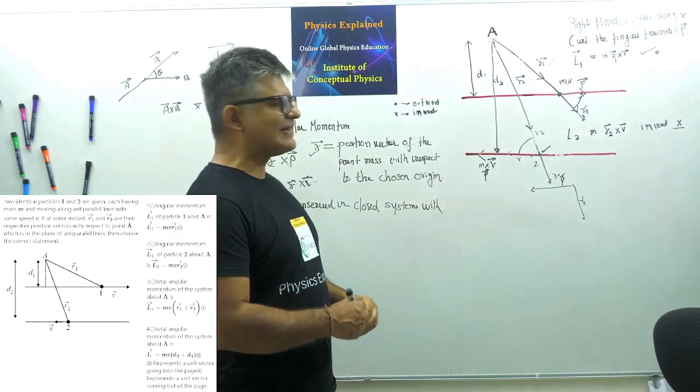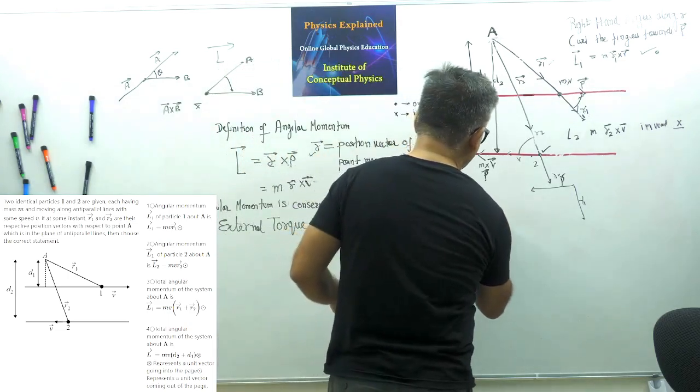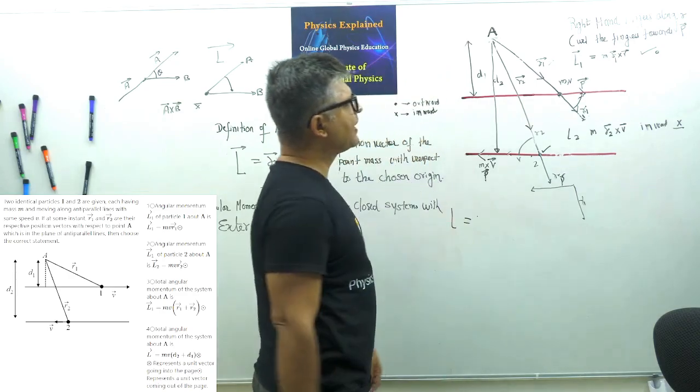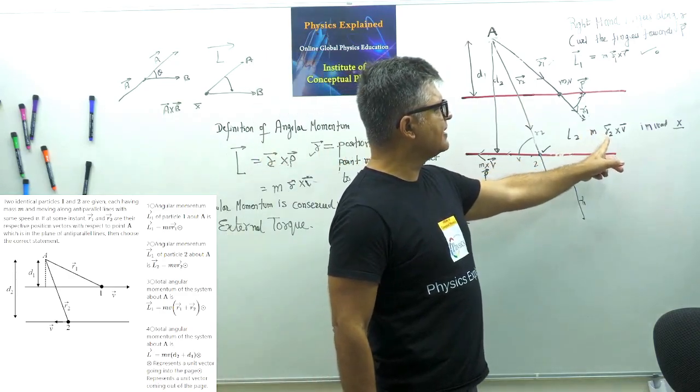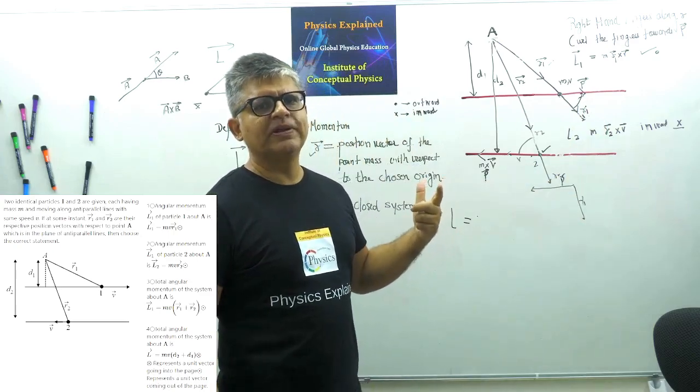If I have to calculate the resultant of these two, how do I write it? Vectorially, I will write it as L for the system is given by, and which is bigger? The bigger of the two is R2. R2 is bigger. So the magnitude for body 2 is going to be large.